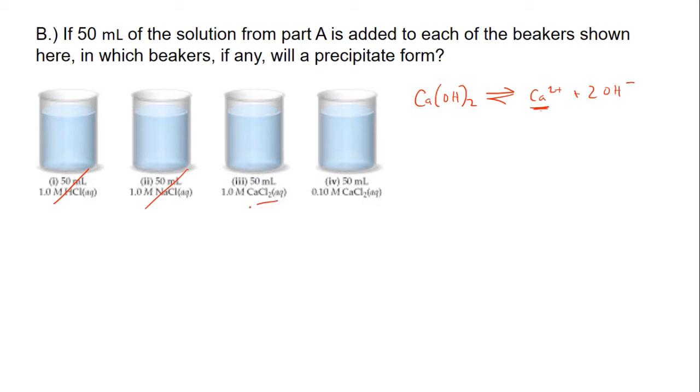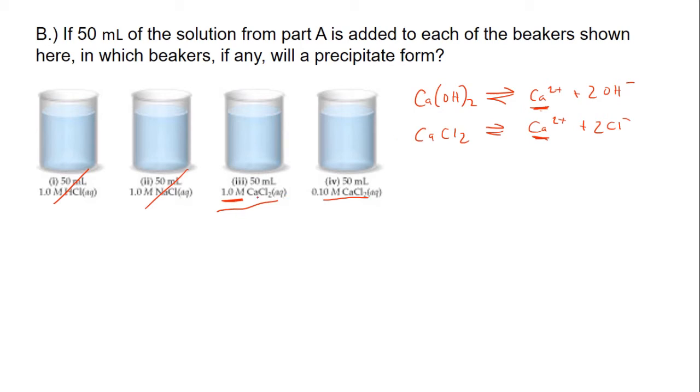So now we're going to look at calcium chloride, and let's focus on the more concentrated one, because if we're going to get a precipitate to form, it's going to be in the case where we have the most concentrated one. And just to confirm, calcium chloride is going to break down into calcium 2+ and 2 chloride. So here we have a common ion, and it's calcium.